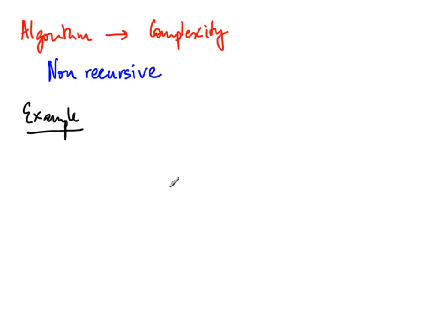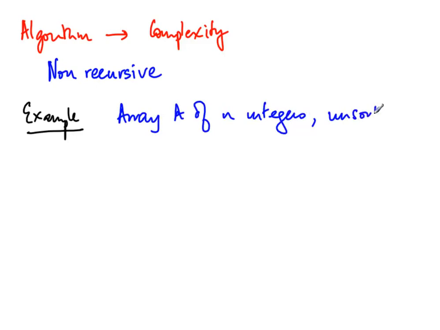is that we are given an unsorted array A of n integers. And what we want to do is find the largest value. The largest value in A, not necessarily the position, we can get the position also, but we just want to find the largest value. Okay, so what we do is we assume that A0 is the largest value.